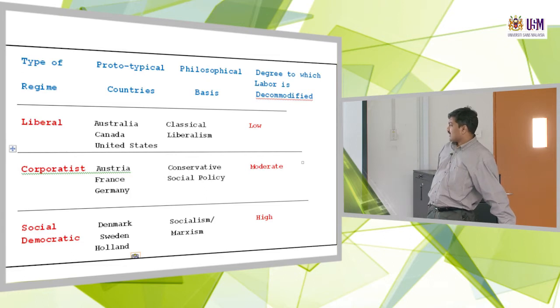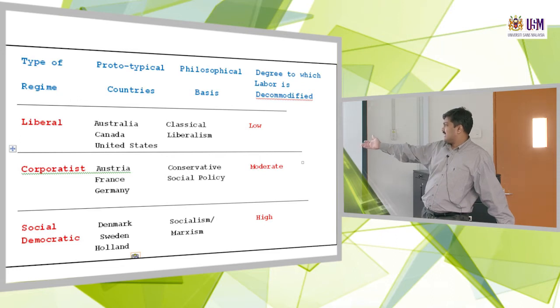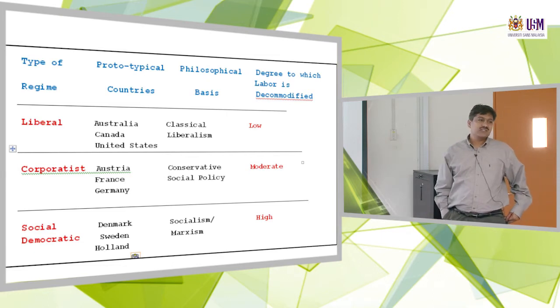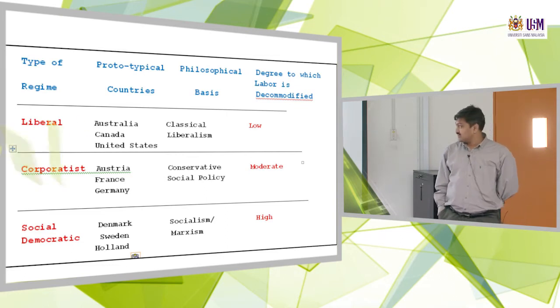Whereas in corporate or conservative regimes, Austria, France, Germany, where you can see conservative social policy, the decommodification is moderate, in between. Whereas in social democratic regimes, Denmark, Sweden, Holland, and others, the decommodification is very high. You can still live without market dependence, because you are given certain rights from the state, irrespective of your caste, your class, your gender, whatever. So decommodification is very high. According to him, this classification helps us put these states into these boxes.